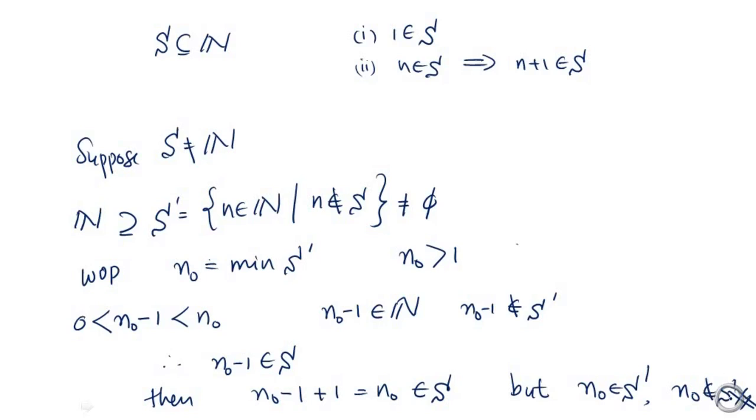Now how did we obtain this contradiction? By assuming that S is not equal to n. Therefore, from this we will conclude that S must be equal to n. So this completes the proof of the principle of induction using the well-ordering principle. Now there are several different variants of the principle of induction. Here PI means principle of induction.